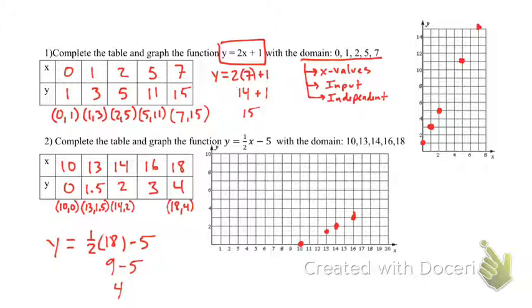I forgot to write this ordered pair. So 18, 4 is here. And we are done. Okay? And that's as simple as it gets. This is basically the skills you need from Im3 to complete these tables. Just be careful with negatives. Be careful when you compute the math and order of operations, okay?